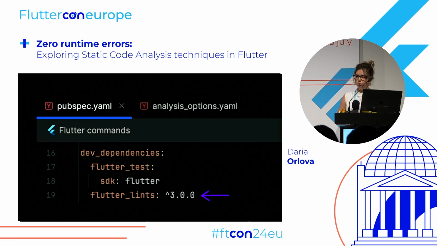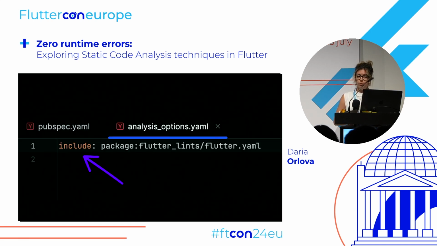Starting from Flutter version 2.3, all new projects come with Flutter lints library enabled by default. This library is updated roughly once a year and contains a list of curated lints, such as core and recommended lints from Dart, and also some Flutter-specific ones. In order to enable Flutter lints, if you have started your project before Flutter 2.3, we need to include them in our analysis_options.yaml file.